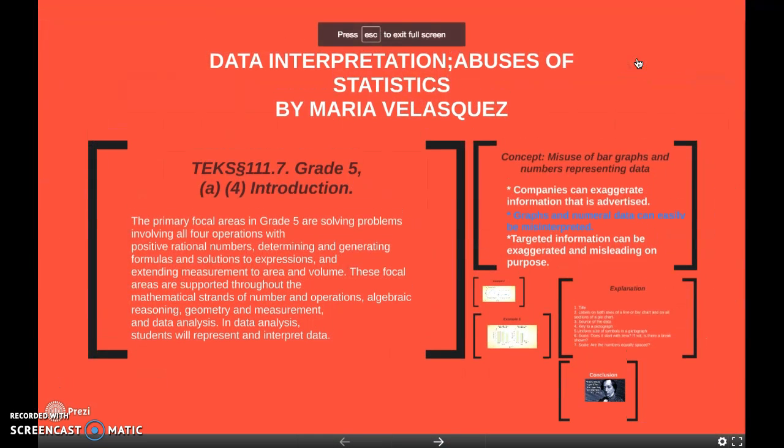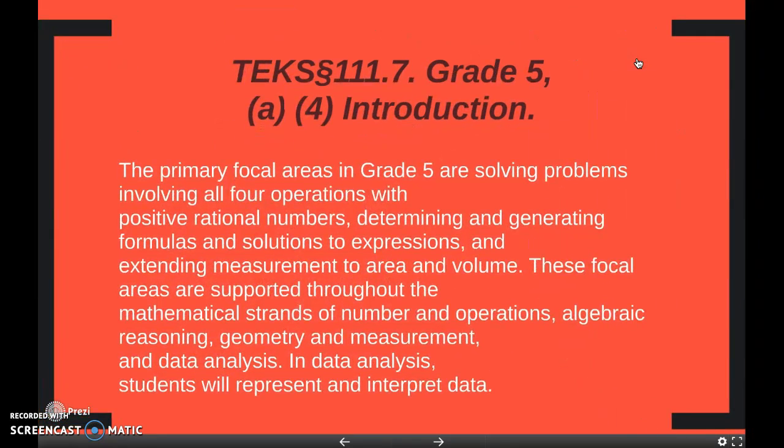Hello class, today we're going to be learning about data interpretation, specifically about abuses of statistics, by Miss Maria Velasquez. TEKS is going to be grade level 5.